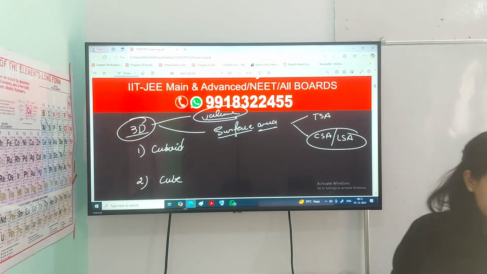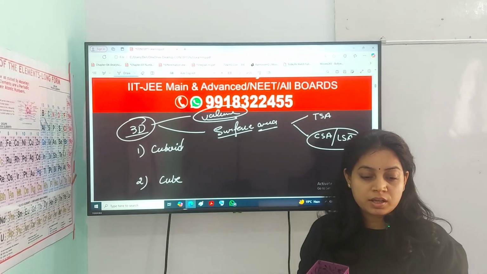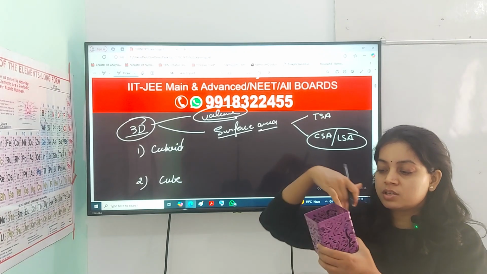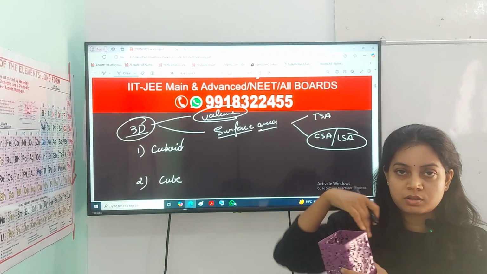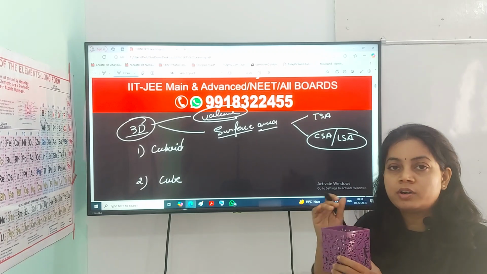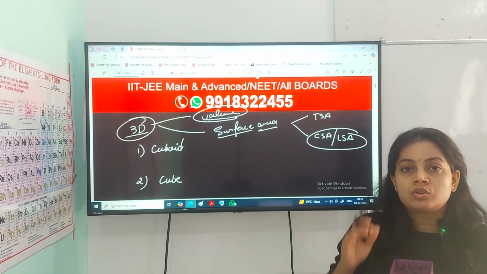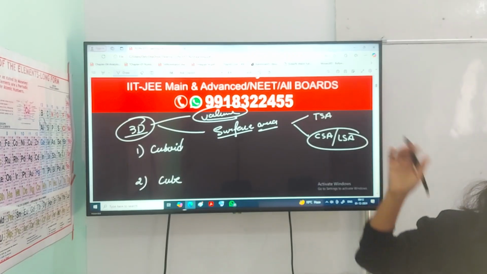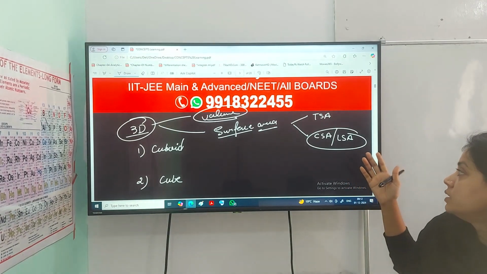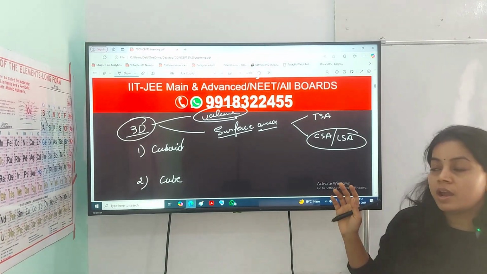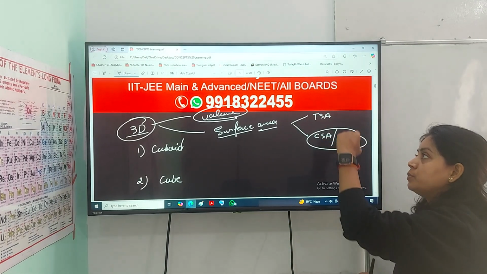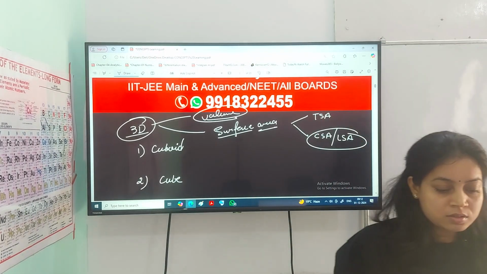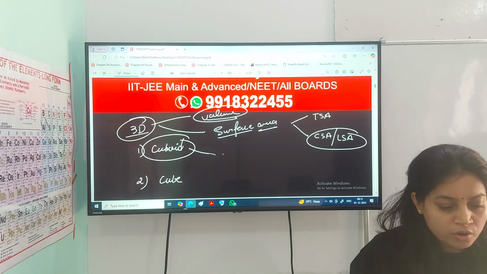Curved surface area is simply, if I take it as an example, like I consider the area of the four walls, excluding top and bottom. I'm not considering the top and bottom. If we remove the top and bottom, then it becomes curved surface area, or you can simply say lateral surface area. And if we add top and bottom, it becomes total surface area. Simple. So we will start with the cuboid.